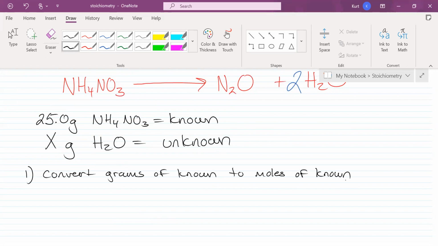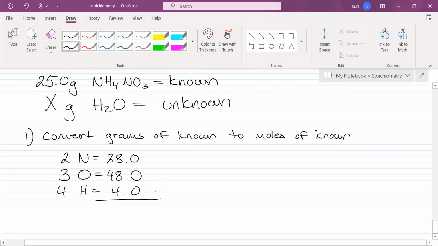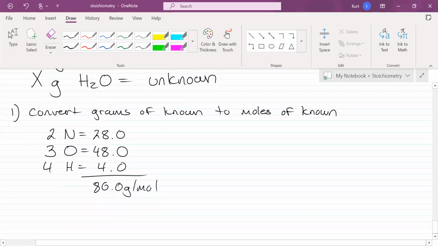Nitrogen is 14. There's 2 of them, so that's 28. Oxygen is 16. There's 3 of them. That's 48. And hydrogen is 1, and there are 4 of them, so that's 4. If you have no idea what I just did, there's 2 nitrogens, that equals 28 grams per mole. There are 3 oxygens, that is 48 grams per mole. And there are 4 hydrogens, that is 4 grams per mole. 28 plus 48 plus 4 is 80 even grams per mole. That is ammonium nitrate. So, here we go.